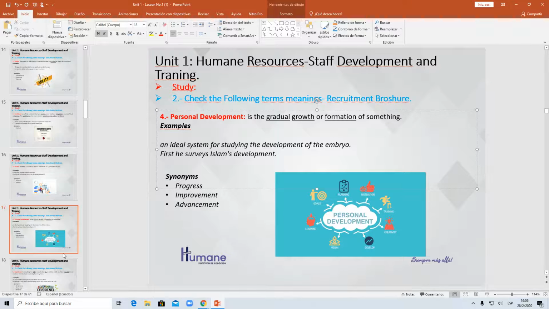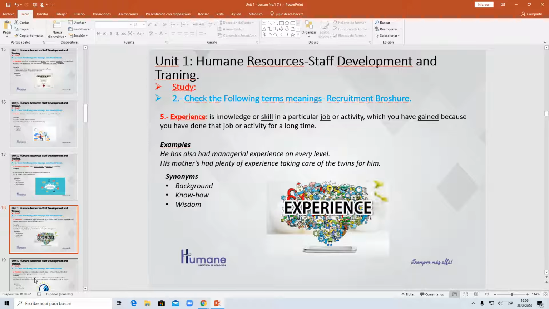Okay? The next term that we have is experience. It is the knowledge or skill in a particular job or activity which you have gained because you have done the job or activity for a long time. Examples of sentences that use this expression could be: he has also had managerial experience at every level. His mother had plenty of experience taking care of the twins for him. Synonyms for that could be background, know-how, and wisdom.